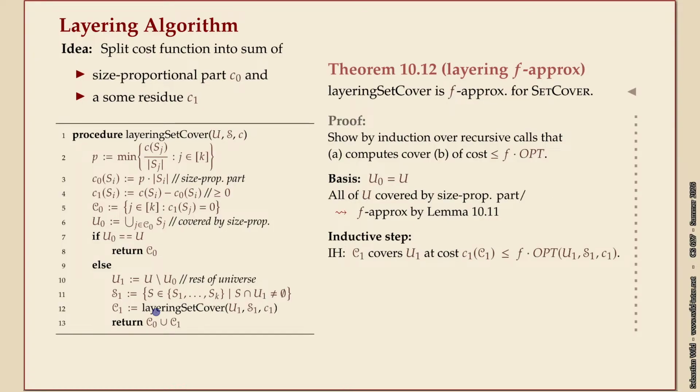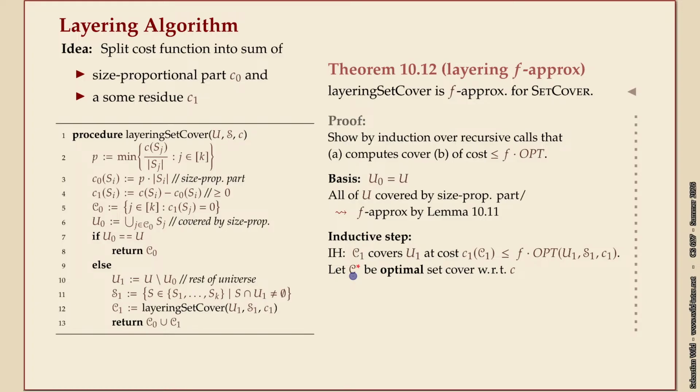If we return here, what's left is the inductive step where we have to keep going. Now we use the induction hypothesis on the recursive call. So we can assume that C1, where we get back here, covers the universe that we recurse on with the cost that we recurse on. So we only get that the cost with respect to C1 of this returned cover is at most f times whatever is the optimum for this weird recursive subinstance. So we have to work a bit to put that together.